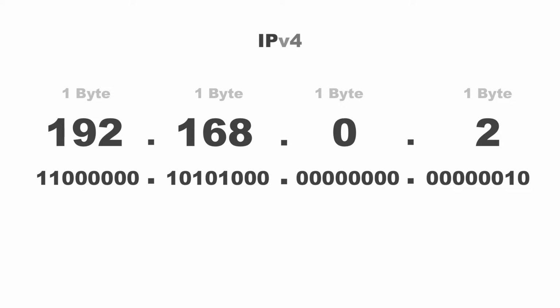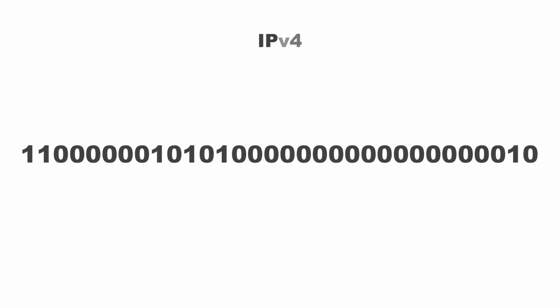And those 32 bits make up a number, and that number is your address. It allows people to target your computer specifically. So where does this IP address come from?